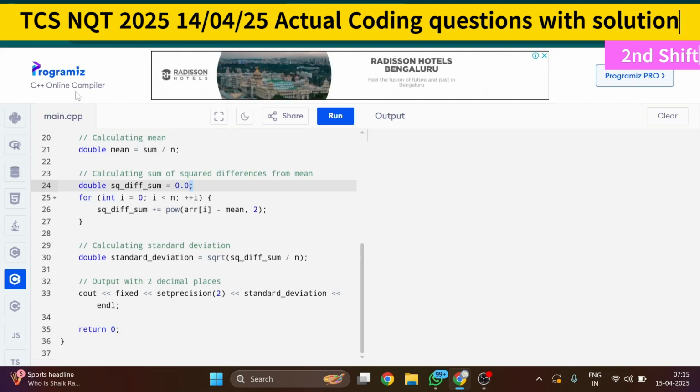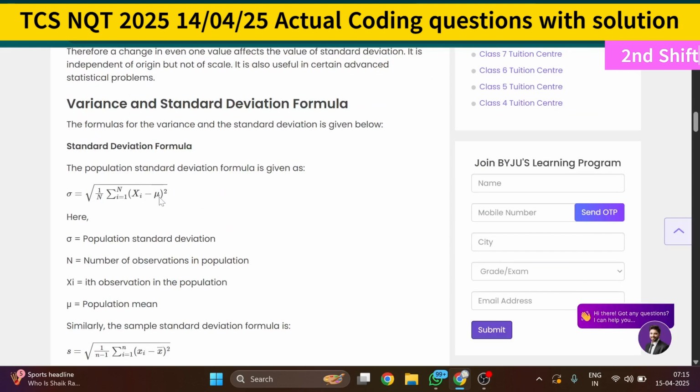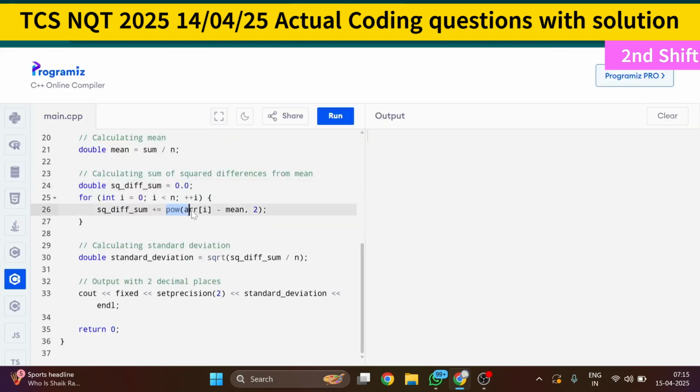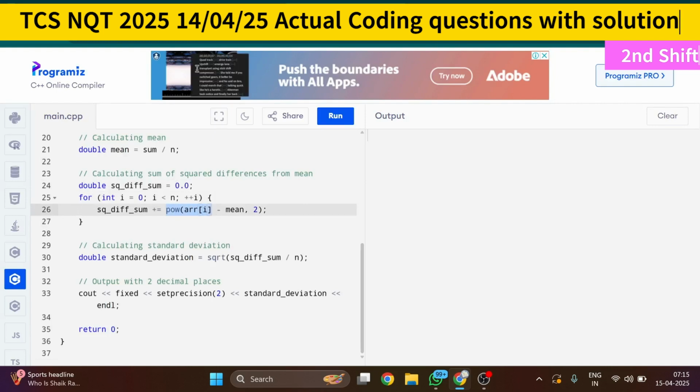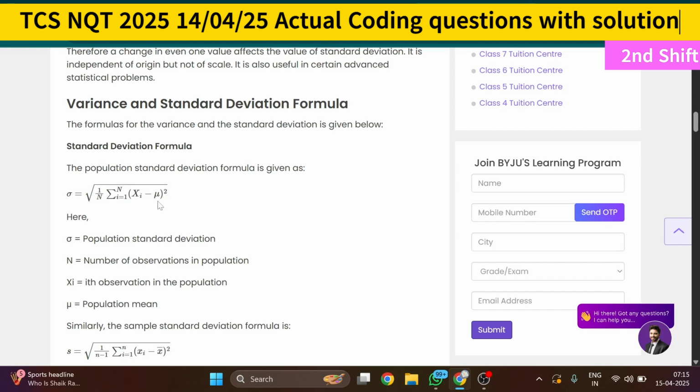Because you know, here I told you the formula: xi minus mu, meaning whatever value you have, subtract the mean from it, square it, and take the sum. At the end, just divide by n. So the same thing I am doing here. I am just squaring this value after subtracting the mean, and summing it. So now you know standard deviation will equal what? Square root of the square deviation sum divided by n.